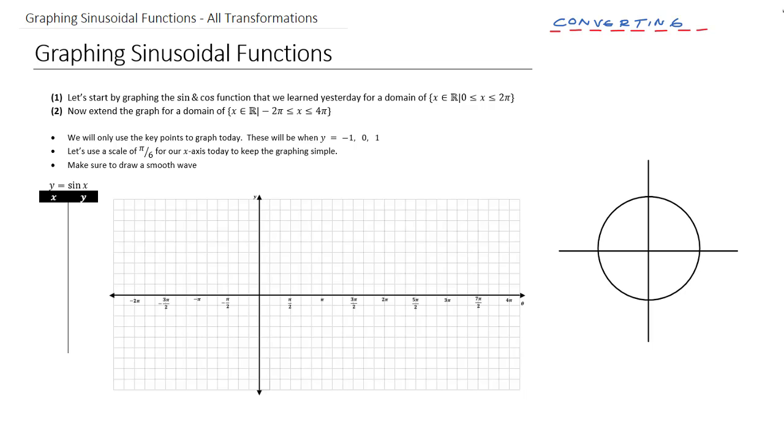Instead of stressing you out, let's just talk about how you can convert. If you're having trouble converting, we can do that. For example, let's look at this. It says, let's start by graphing the sine and cosine functions. We're going to start by reviewing how to graph those, for the domain between 0 and 2 pi. So we want our x values between 0 and 2 pi.